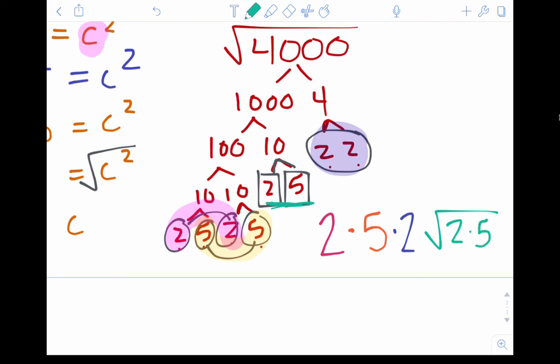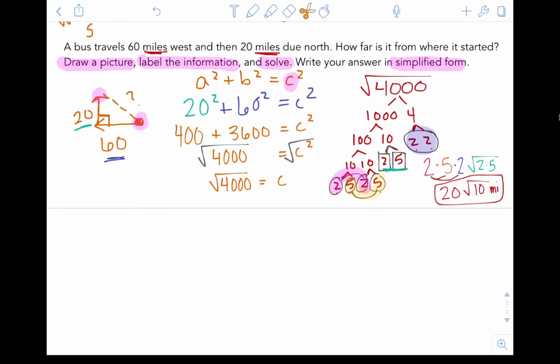And now I just need to multiply this out. And so 2 times 5 is 10. And then 10 times 2 is 20. And then 2 times 5 is 10. All right, that's the last for this section.